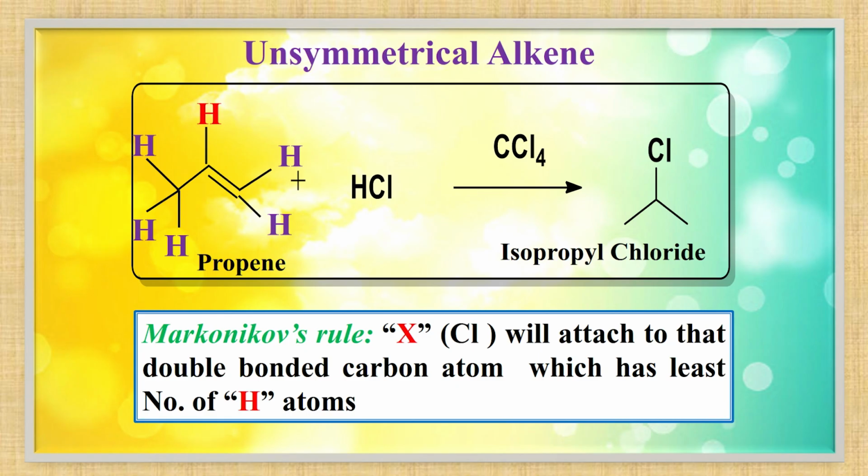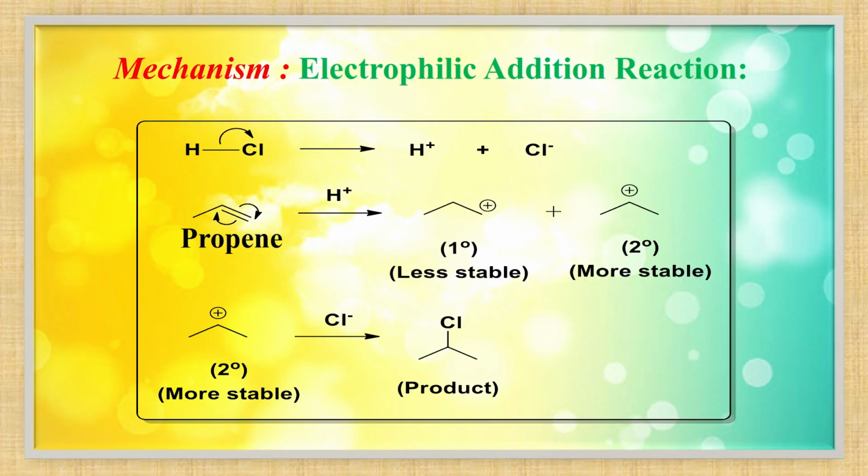Look at the compound, the carbon atom to which the least number of hydrogens are attached, that carbon attaches to the chlorine atom. Markovnikov's rule says that when you add one reagent like HX, then the negative part will attach to that carbon which contains the least number of hydrogen atoms. Why is this so? The mechanism behind it is called the electrophilic addition reaction.